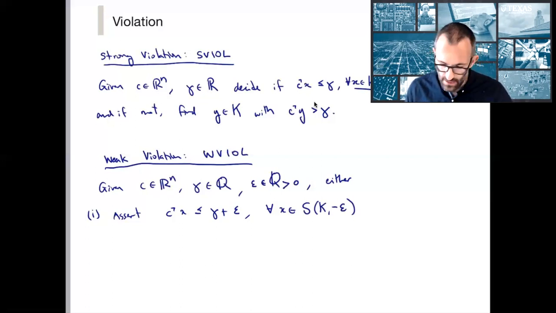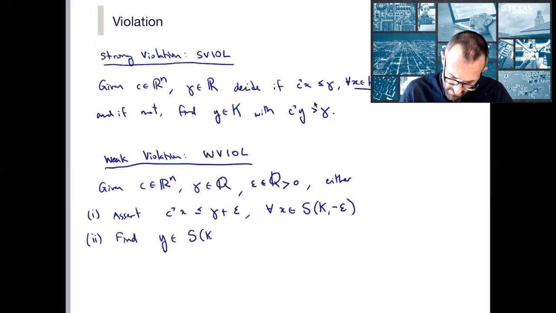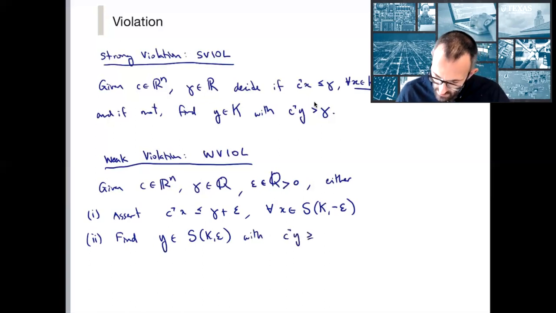This is basically saying that C transpose X less than gamma is almost valid for every single X in our set. In particular, it's almost valid for every single X in the deep interior, or find some Y that's almost in K. In other words, it's within the epsilon expansion of K with C transpose Y bigger than, and you can guess what's going to happen here, not gamma, as is written above, but gamma minus epsilon. So it's just the softening of all of these constraints.